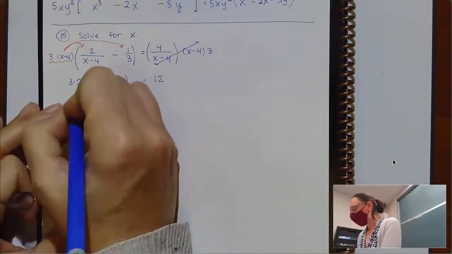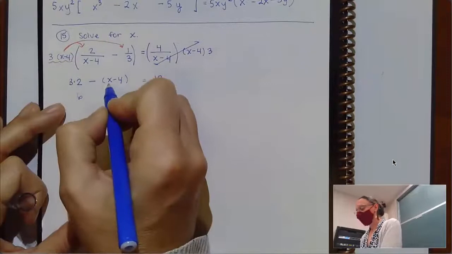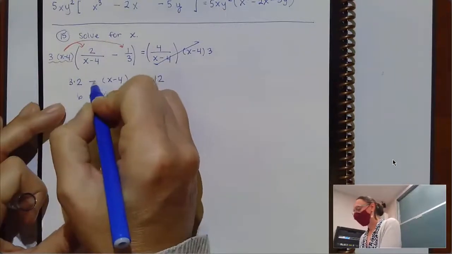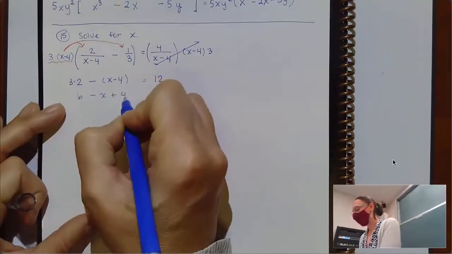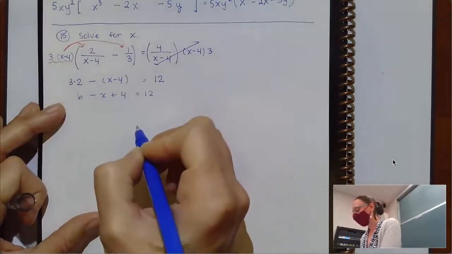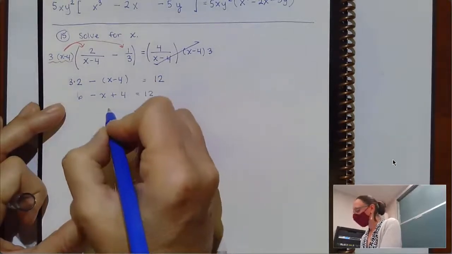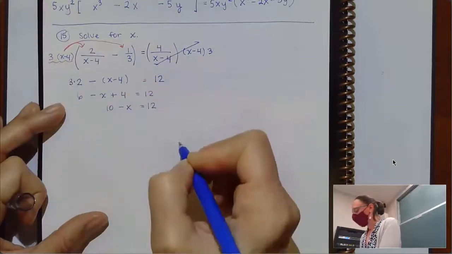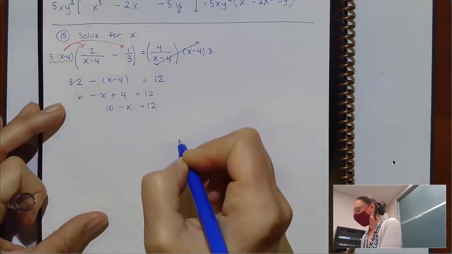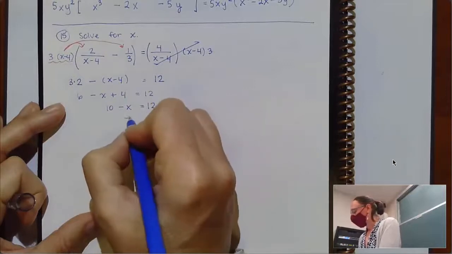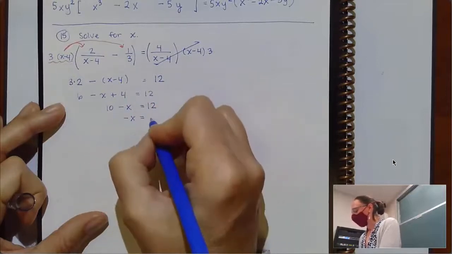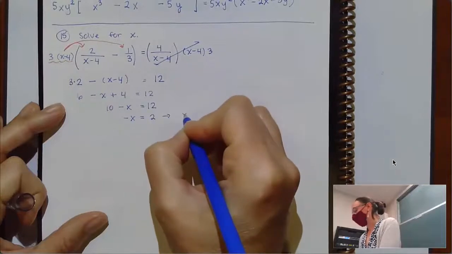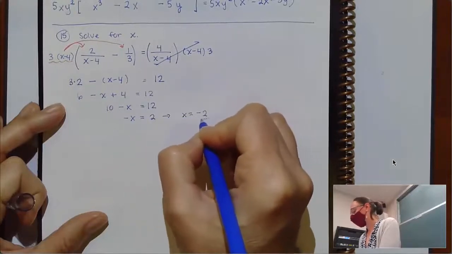So 3 times 2, that's 6. And when I distribute this minus sign, I'll have minus X, minus a minus, I'll make that plus 4 is equal to 12. So 10 minus X is equal to 12, which makes negative X equal to 2, or X is equal to negative 2.